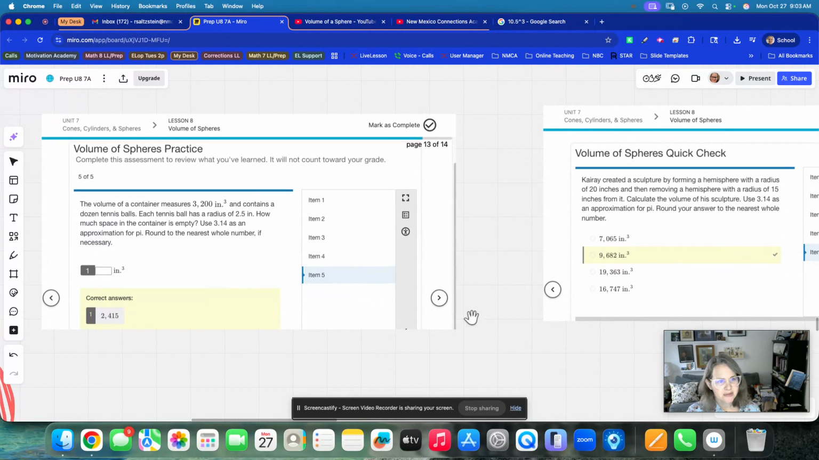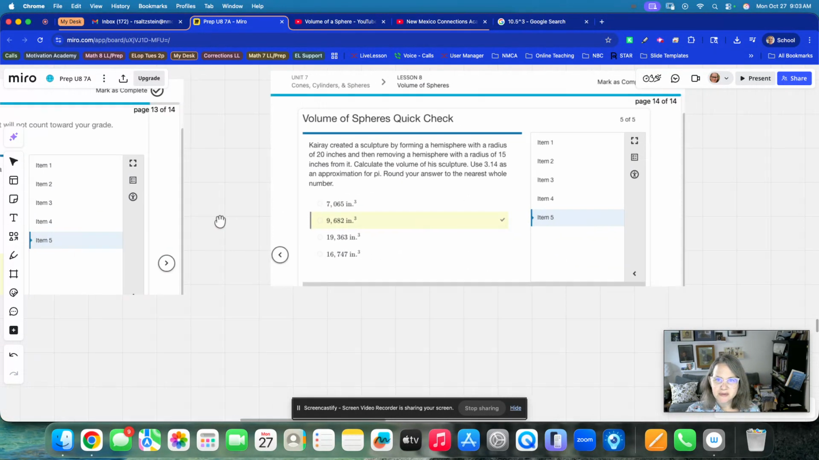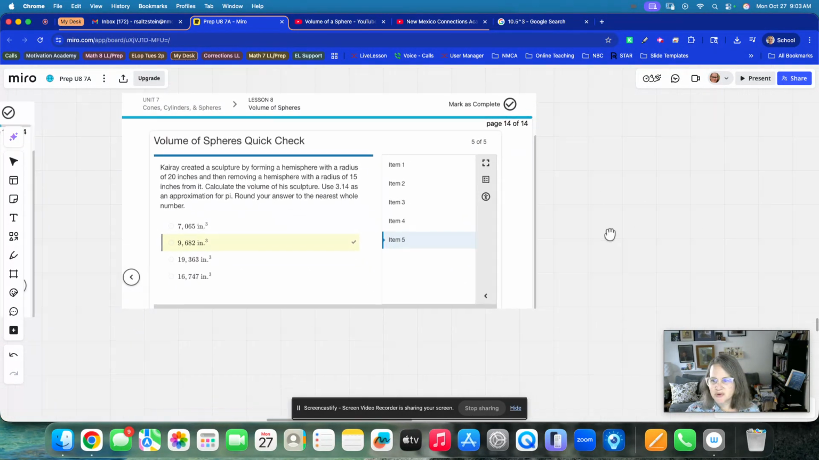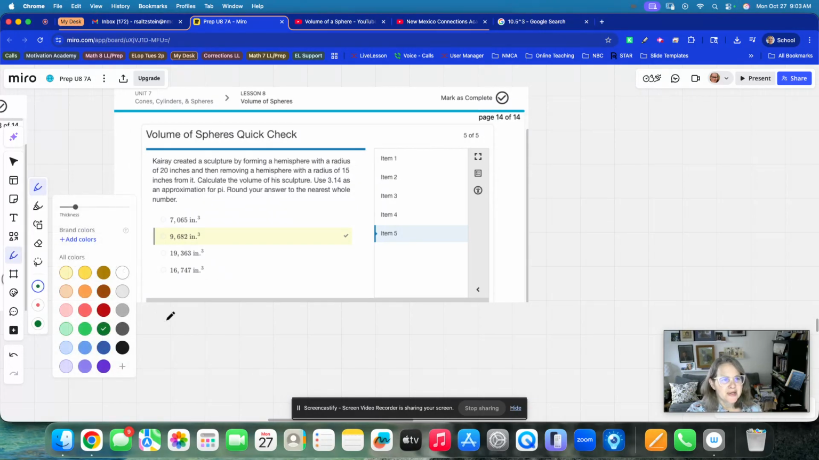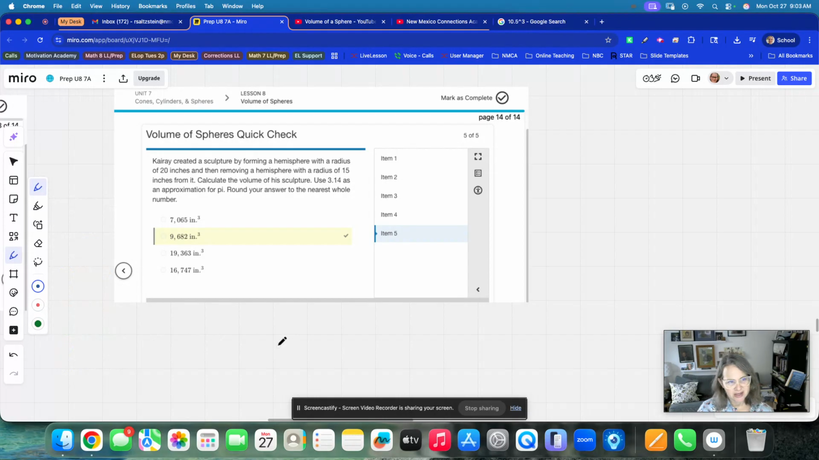Okay, let's do some word problems. So let's do this one first. This one's your quick check. I don't want this video to be too long. Okay, so it says, Kyrie created a sculpture by forming a hemisphere with a radius of 20 inches. Then removing a hemisphere with radius 15 inches from it. Calculate the volume of his sculpture.